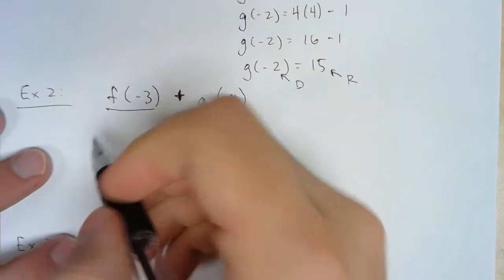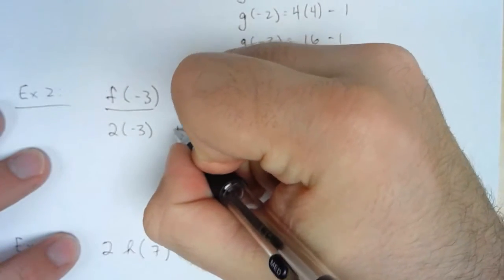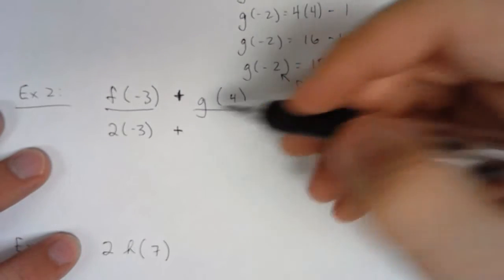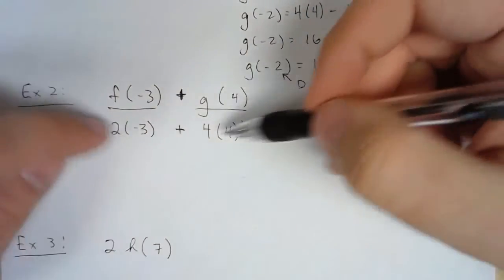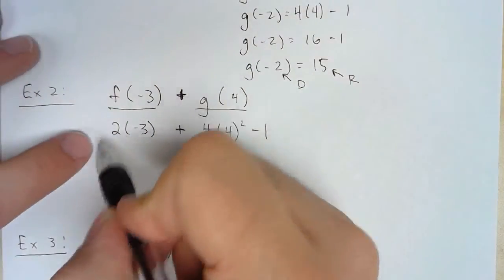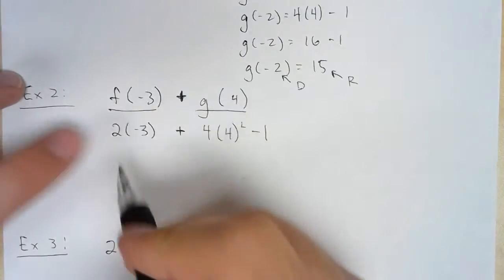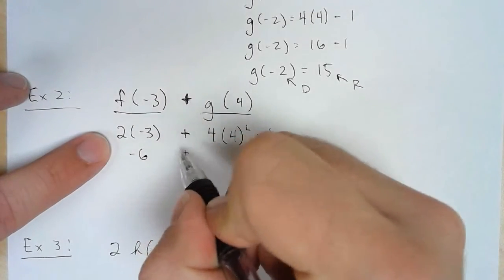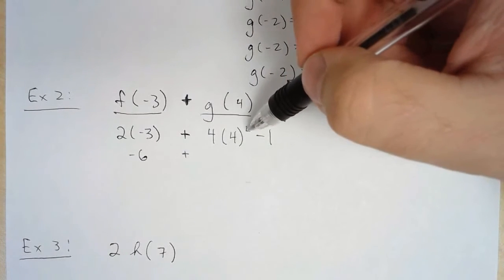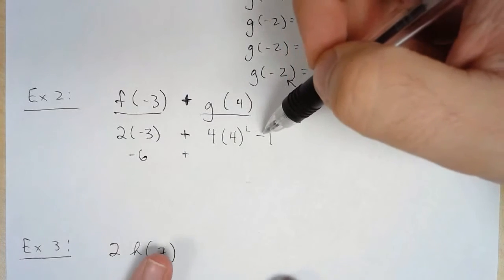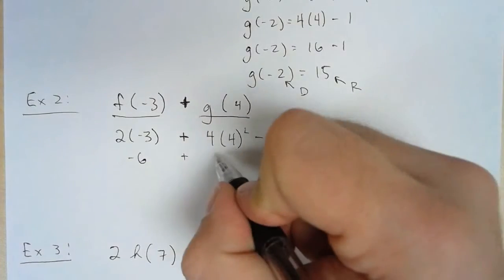Okay, so f of negative 3 is 2 times negative 3, because that's what f is. And then we're going to add the g part, which is 4 times 4 squared minus 1. And remember, we need to take care of each of these individual parts first. Take care of the whole f part first and the whole g part first, and then add them together. So 2 times negative 3 is negative 6. 4 squared is 16. Times 4 is 64. Minus 1 is 63.